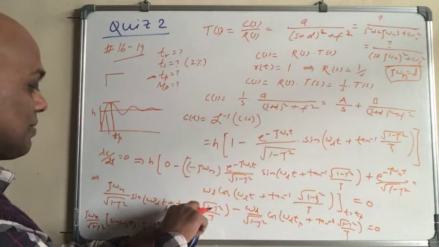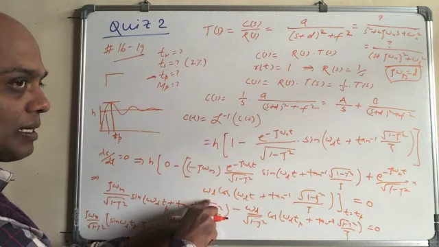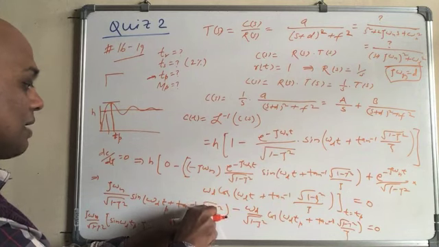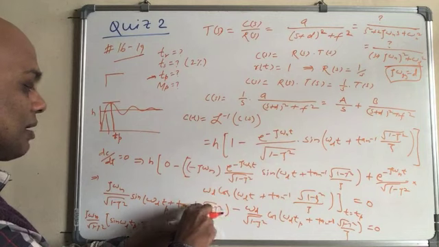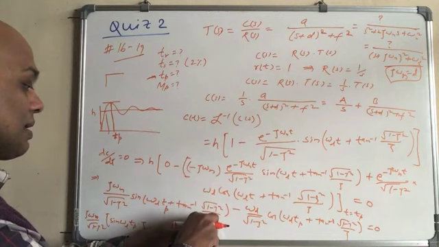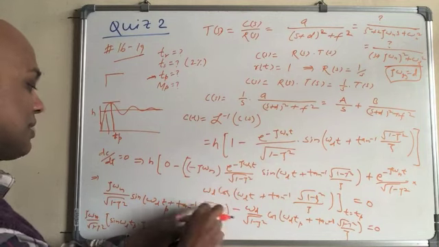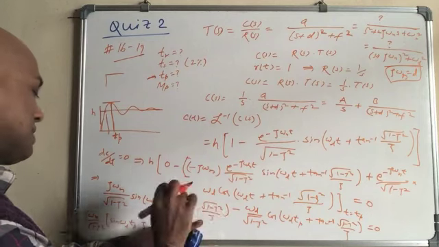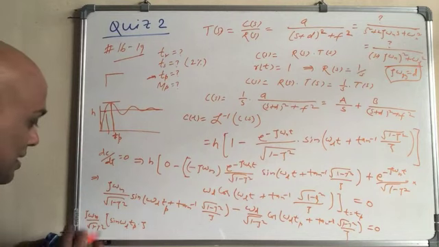the tan here will be sine over cos. Sine will be root under 1 minus zeta square, divided by the square of this and the square of that equal to 1 basically. So sine of this will be root 1 minus zeta square, cos will be zeta simply. So that's why we have zeta here.